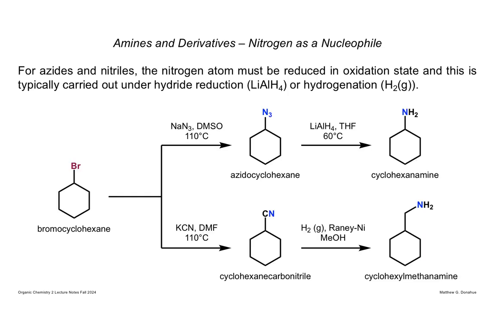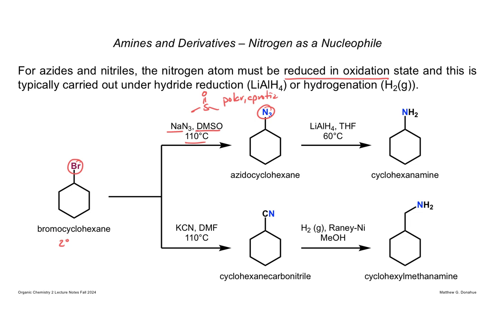For azides and nitriles, the nitrogen atom must be reduced in oxidation state. This is typically carried out with a hydride reduction or hydrogenation conditions. As our starting material, we have bromocyclohexane, which is a secondary bromide. If we treat with sodium azide and DMSO as the solvent, so we have a polar aprotic solvent. Remember, that's what we need for SN2. And then we heat it. We do a substitution of the bromine for the azide.